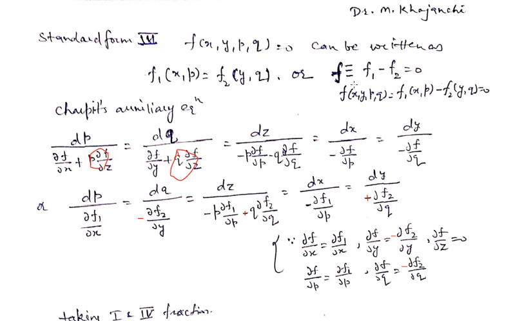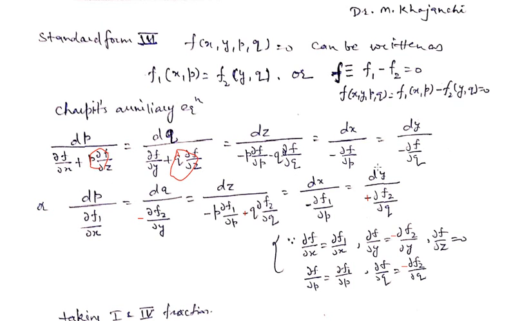When we differentiate it with respect to y, del f upon del y, as y is present in f2 only, y is not in f1, so del f1 upon del y is 0, and so del f upon del y is equal to minus del f2 upon del y. So in place of del f upon del y, we write minus del f2 upon del y. Similarly, del f upon del p is equal to del f1 upon del p, because p is absent in f2, and del f upon del q is equal to minus del f2 upon del q.